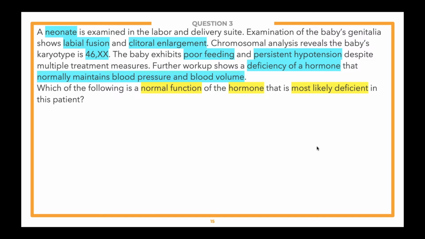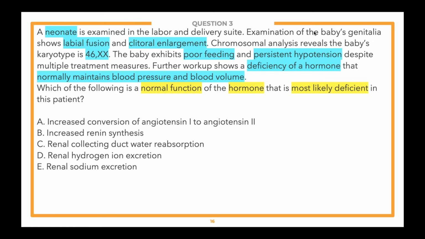So this question is asking us about the normal function of the hormone that's most likely deficient. I think we've got a couple of steps here. One, we've got to figure out what condition this patient has. Two, what hormone is deficient in that condition? And three, the function of that hormone. So it's a three-step question. Let's take a look at those answer choices.